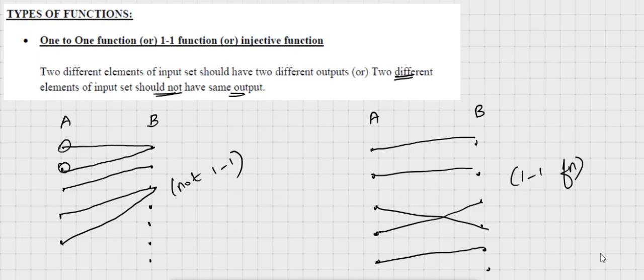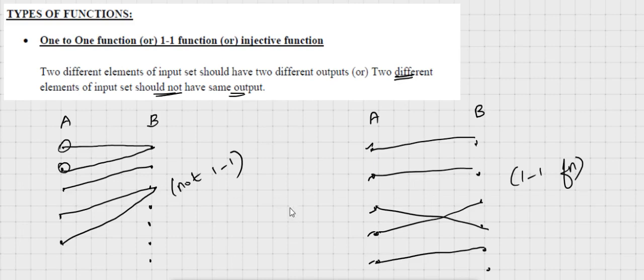That is very important. What is that condition? Here the inputs were different, and the outputs were also different. Could you see in this whether any two different inputs have the same output? No, right? So this is called a one-to-one function.